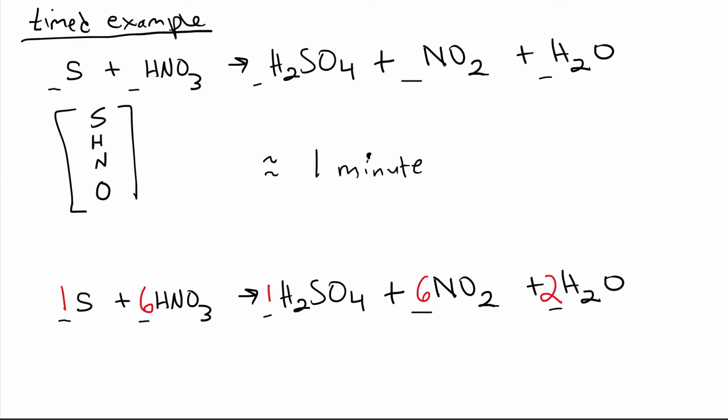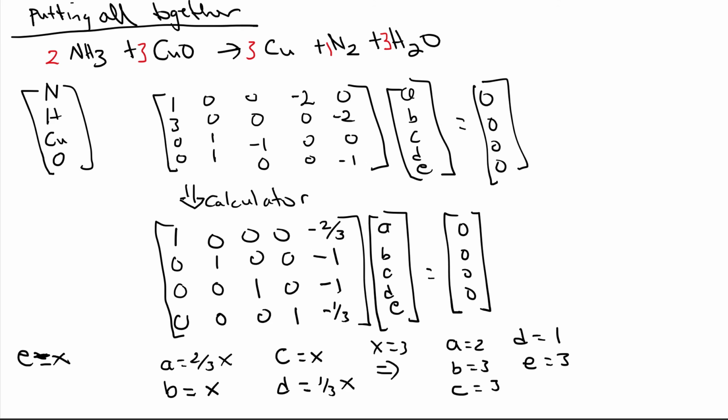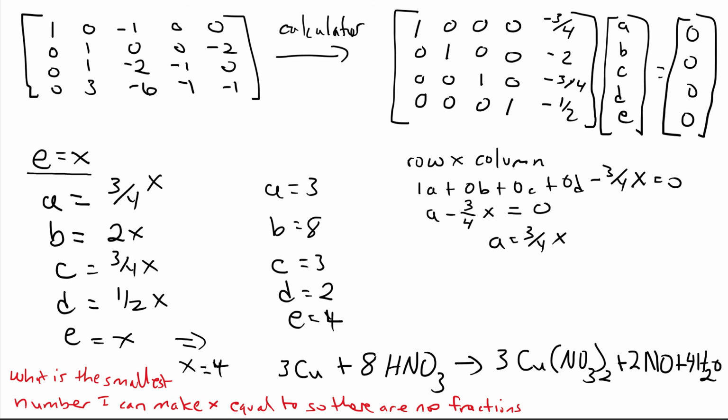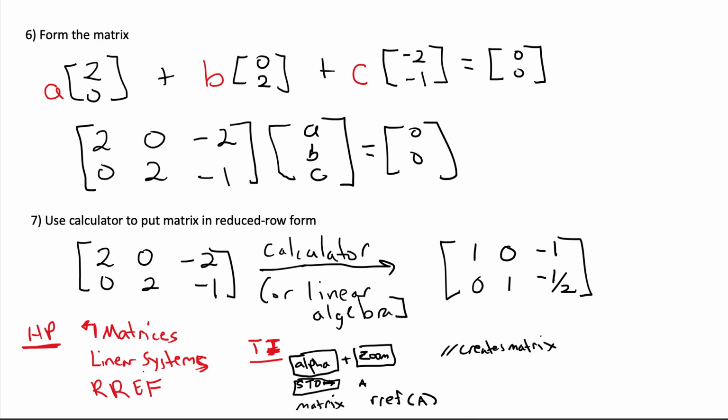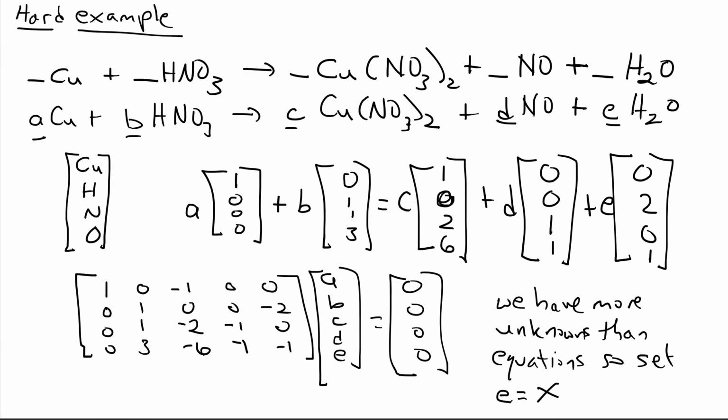But ultimately, different calculators have different ways of doing it, and you're just going to have to look at your manual and say, how do I enter a matrix, or how do I create a matrix, and then how do I perform this operation, reduced row form on it. And then from there, it's fairly trivial.